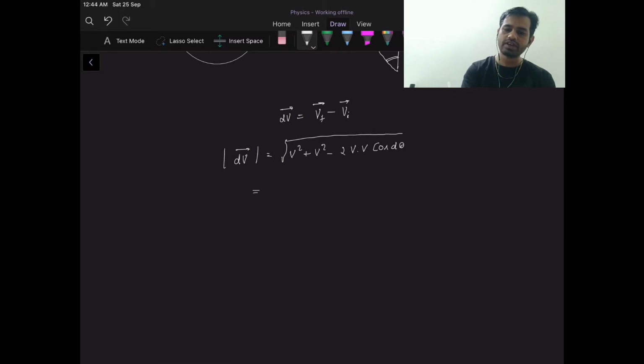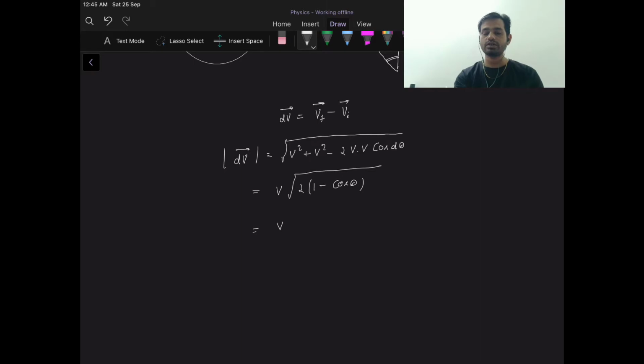We can take v square out as common. This value will be the square root of 2 v square into 1 minus cos d theta. And we know that 1 minus cos theta is equal to 2 sin square theta by 2. So this is not theta, this is d theta.